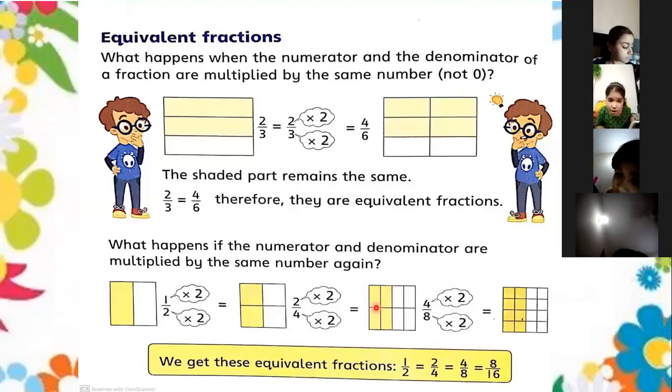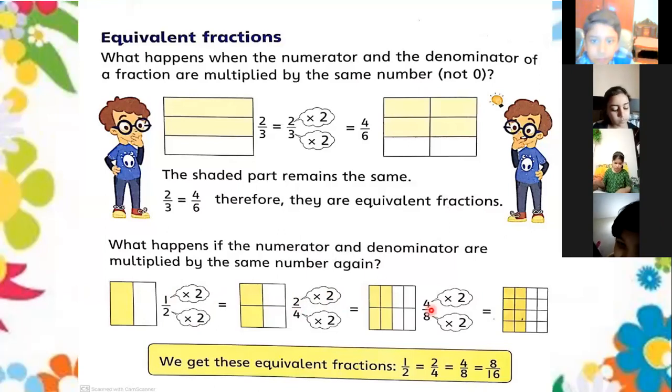Then come to this shape. Now we have multiplied 2 upon 4 by 2. We get the answer 4. And the denominator has been changed from 4 to 8.